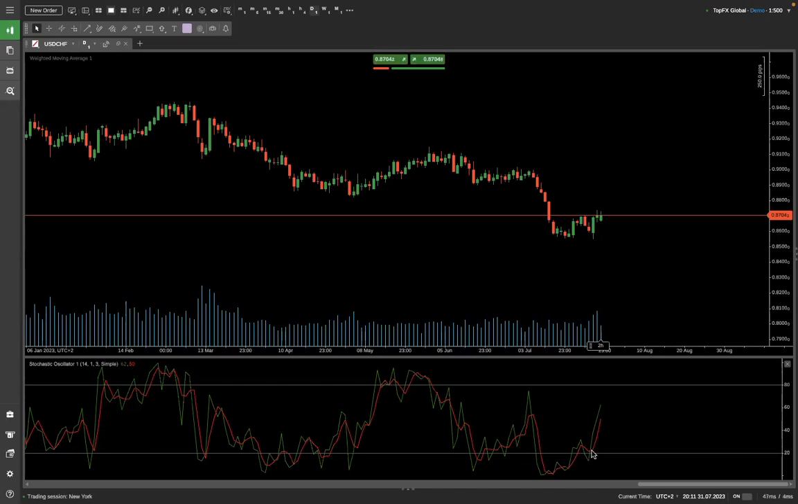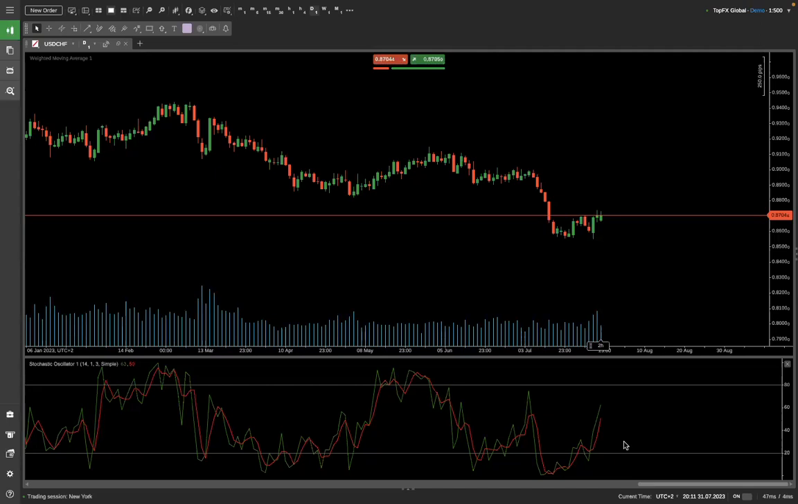Okay, so you can see it here. Look at this. This is a bullish crossover. The green one crosses the red one. So you can use these crossovers to time your entries and exits, right?